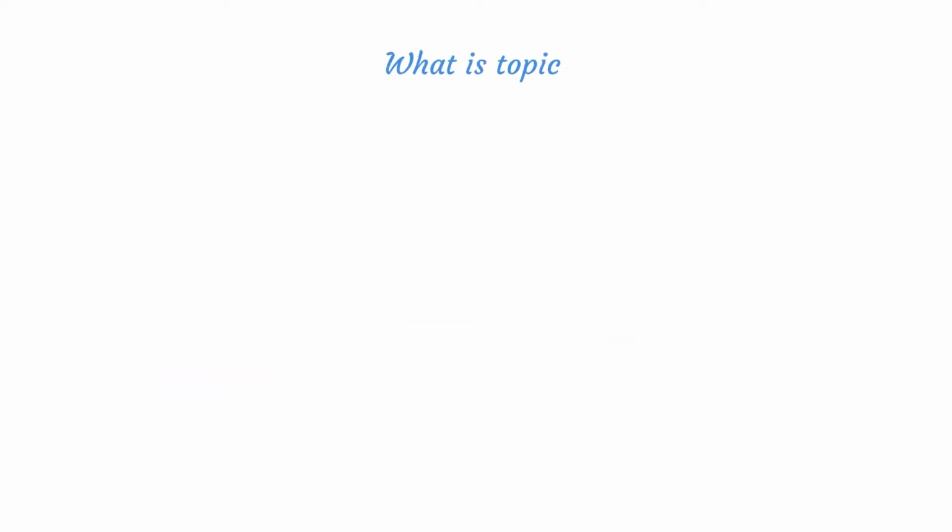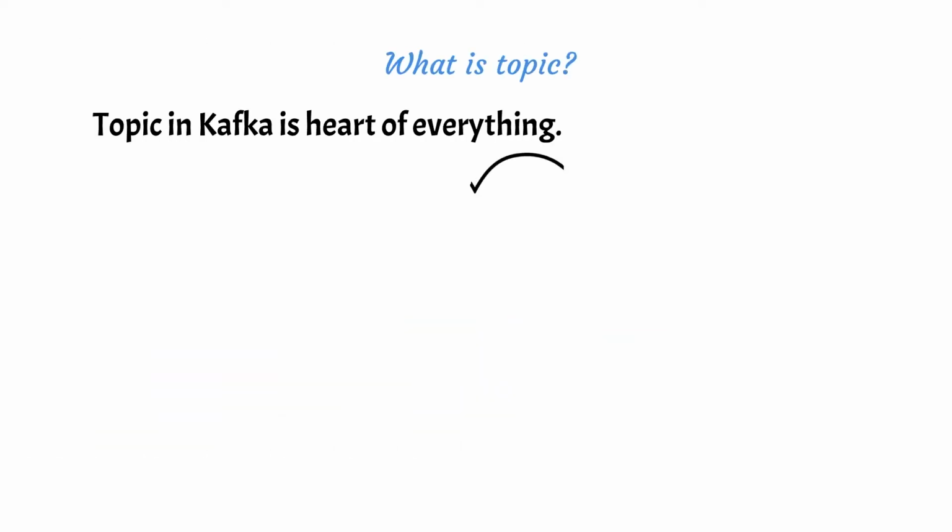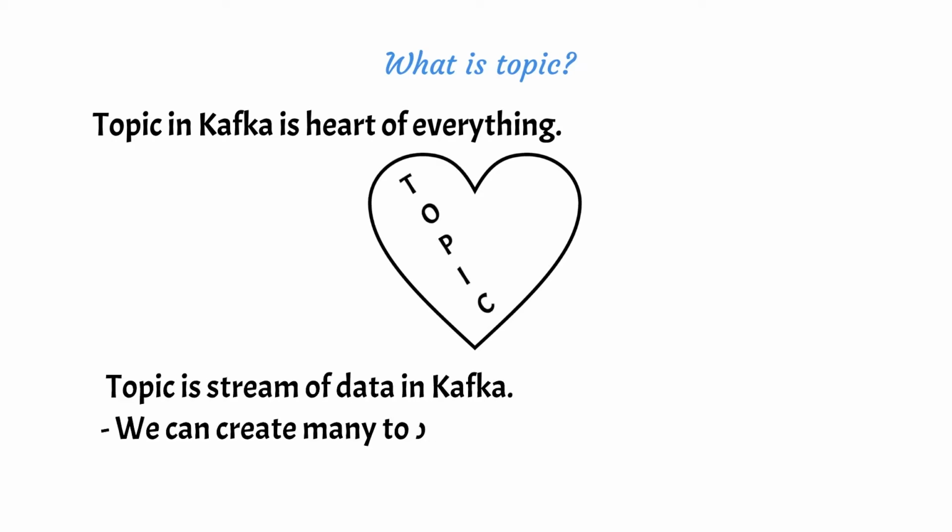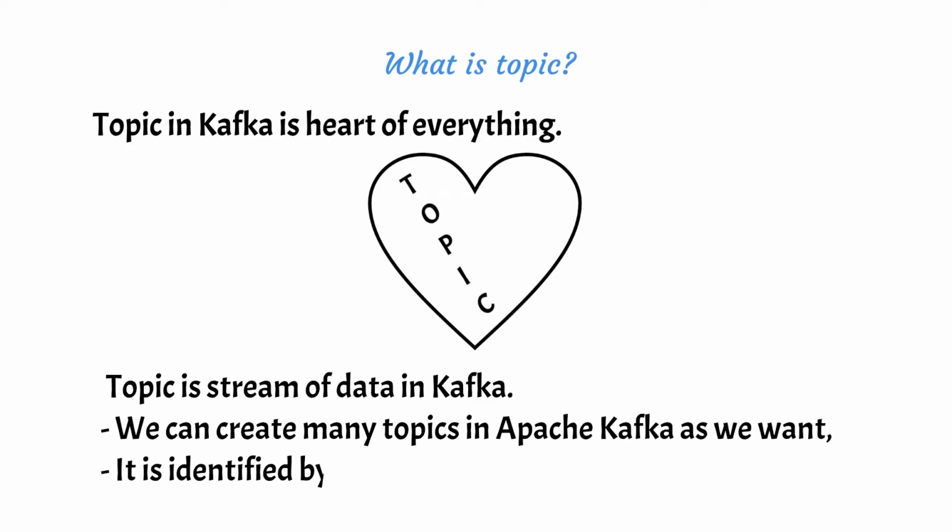So what is a topic? A topic in Kafka is the heart of everything. A topic is a stream of data in Kafka. We can create as many topics as we want in Apache Kafka, and it is identified only by a unique name. You can imagine a topic like a name of a database table, where you can put all data.